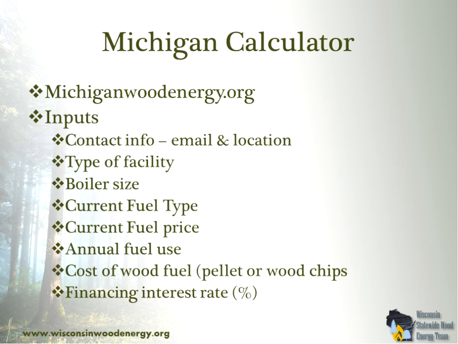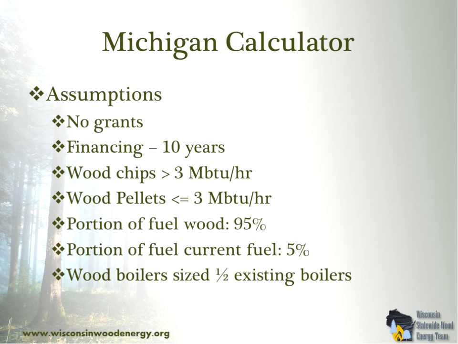There are some other recommendations out there that at about 3 million BTUs per hour you'd use wood chips, and under that you'd use pellets, but that's not a hard and fast rule because we've got wood chip boilers in some schools around the state, and some of them are less than the 3 million BTUs. So next thing I want to do is talk about some tools that are out there that you can use to help with this analysis.